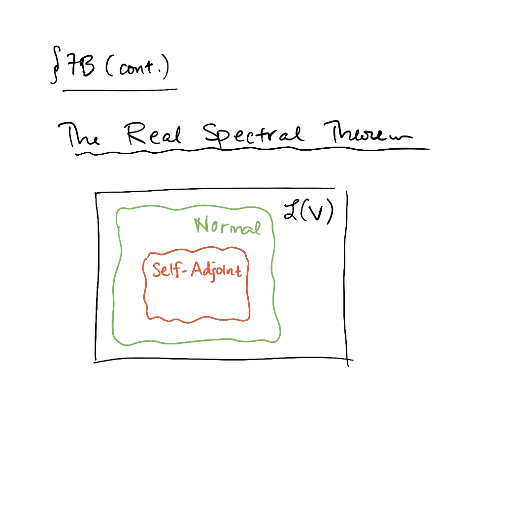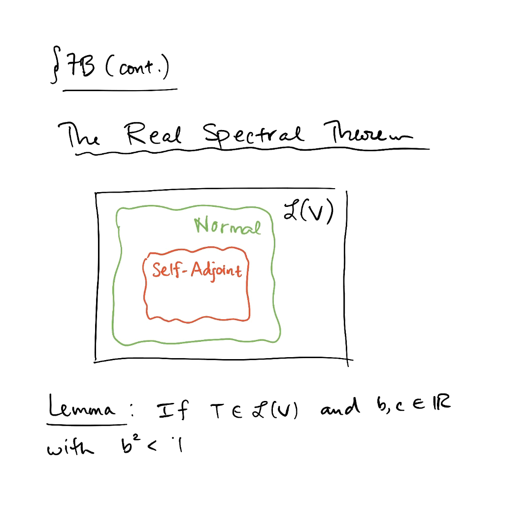The first one is this lemma here. So this lemma is just a means to an end. And the lemma says, if T is a linear operator on V, so V is a finite dimensional inner product space, but that's all we know about it, and B and C are real numbers with B squared less than 4C. Seems like kind of out of nowhere. That's a weird condition.